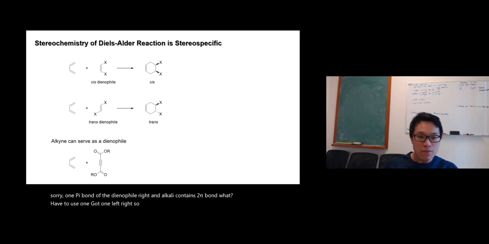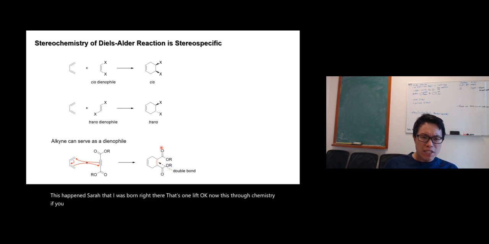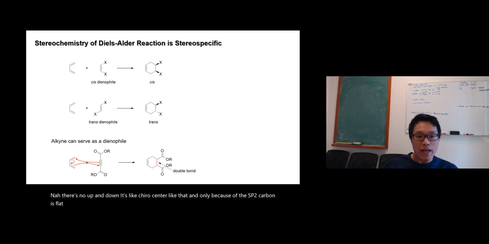So if you got one left, this happened. Ta-da, the double bond right there. That's the one left. Okay. Now the stereochemistry, if you remember, does this molecule have stereochemistry though? There are two carbons here, but there's no up and down, not like a chiral center, only because an sp2 carbon is flat. Right, trigonal planar. There's no point up, point down, not like a tetrahedral like these two carbons or these two carbons. Okay, all right.